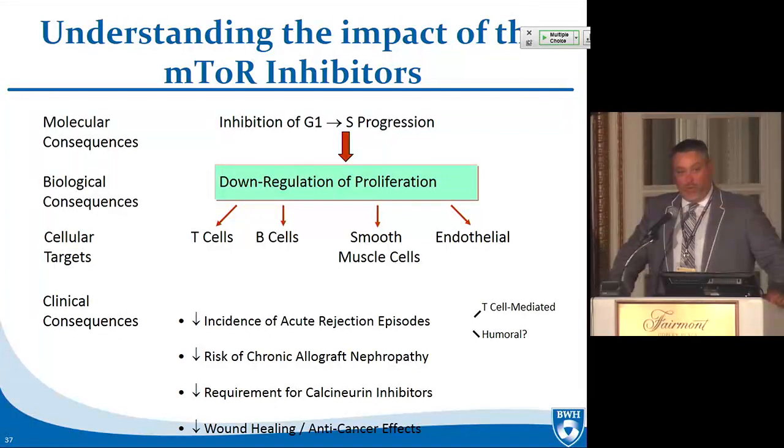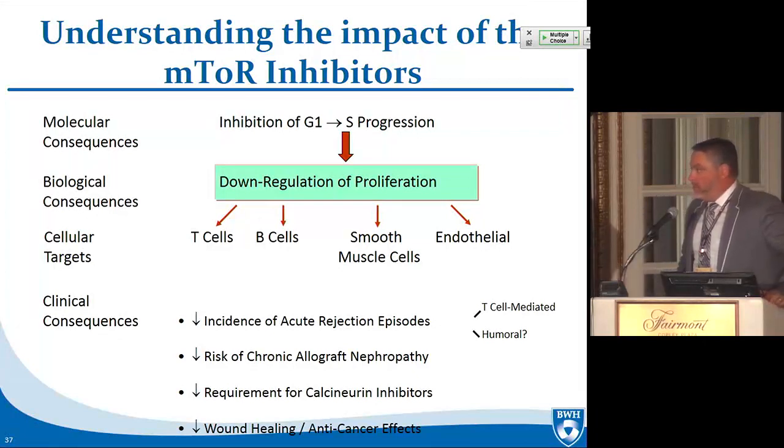But generally, it's something we haven't used de novo, and if we have a patient on an mTOR and they come in for an elective surgical procedure, we'll actually take them off the mTOR, put them back on a calcineurin inhibitor until they've recovered from their surgical procedure, and then put them back on an mTOR. So it makes life a little bit difficult from that perspective.